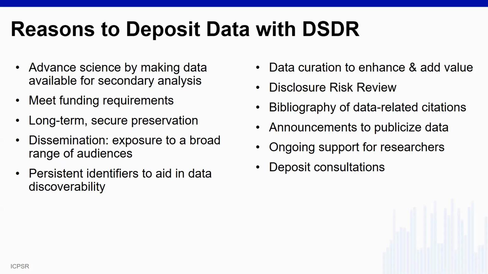Files deposited with DSDR are permanently archived and supported through changing technologies, new media, and data formats. Data disseminated through DSDR are available at no charge and are cross-listed through the ICPSR membership archive as well as other topical archives within ICPSR. This increases exposure to a wide range of audiences. Also, all studies released through DSDR receive a digital object identifier, or DOI, which aids in data discoverability.